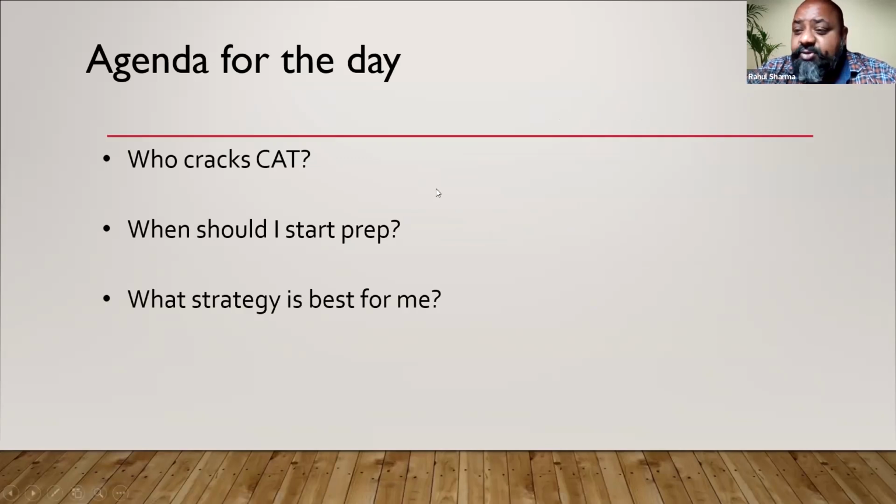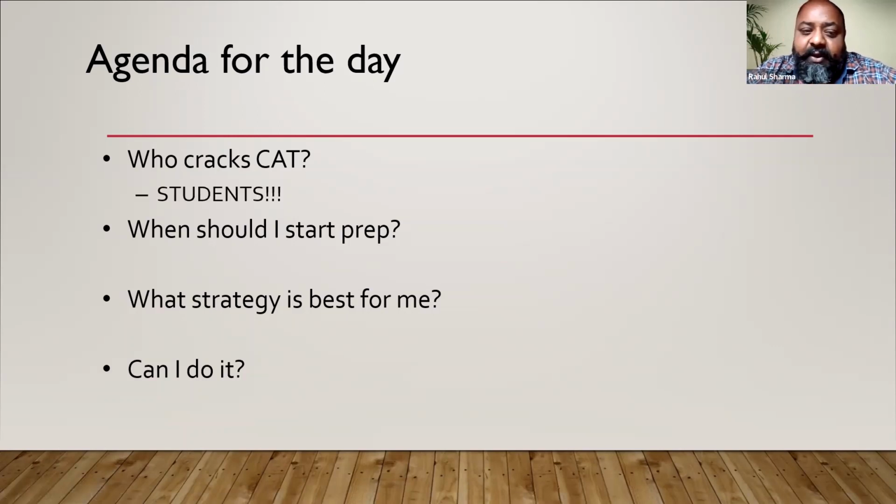The second question is, when should I prepare? You would be in different parts of your life right now. Some of you might be in college, some of you might be working. So the question always remains is, what is the right time to start? And then once you've started, what is the best strategy for you, right? Once that cycle starts, the question comes up to whether you can actually crack CAT or not, whether you can make it to one of the top IIMs or not, right?